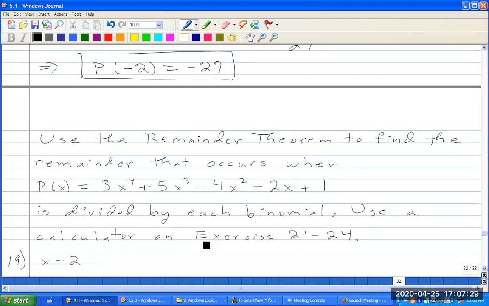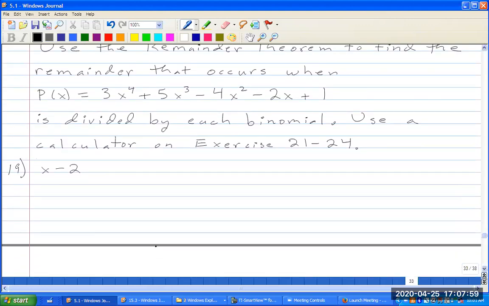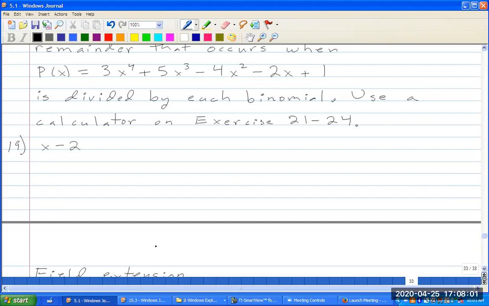Use the remainder theorem to find the remainder that occurs when P of x equaling 3x to the fourth plus 5x cubed minus 4x squared minus 2x plus 1 is divided by each binomial. Use a calculator on exercises 21 through 24. So let's do this. I wonder if I can actually do this.